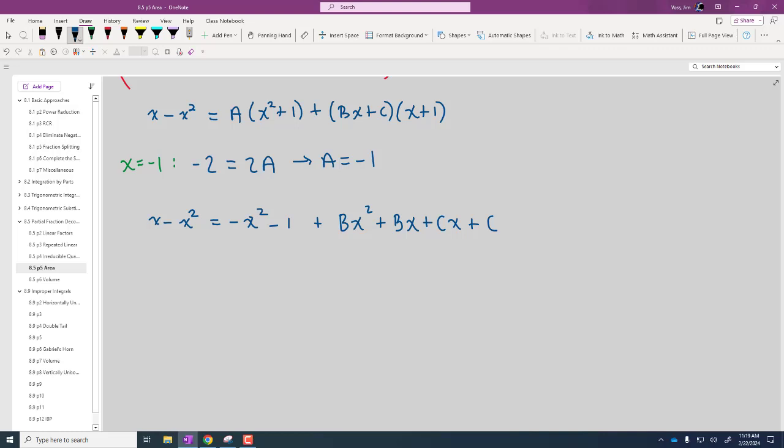Now we want to combine like terms here. These have no unknowns in them anymore, so we want to move them to the other side. It looks like the x squareds are going to cancel. And on the left, we're going to end up with just x plus 1. And on the right, we have all this stuff with the b's and the c's.